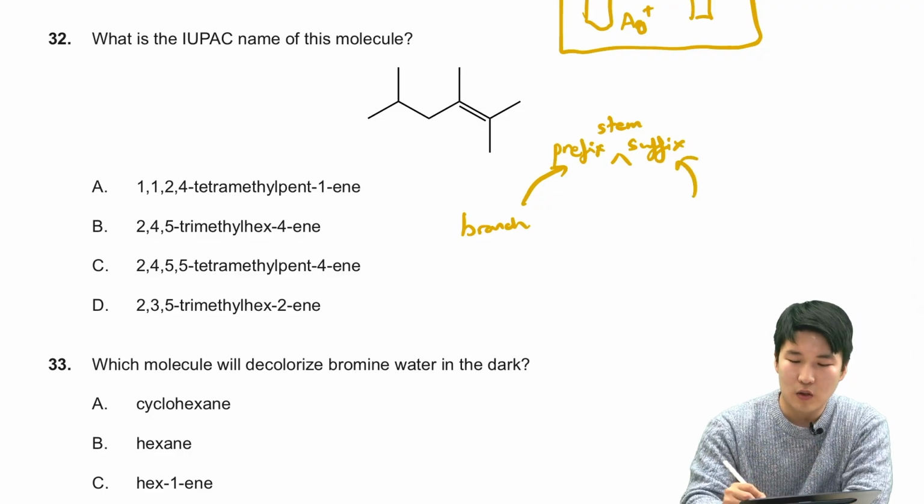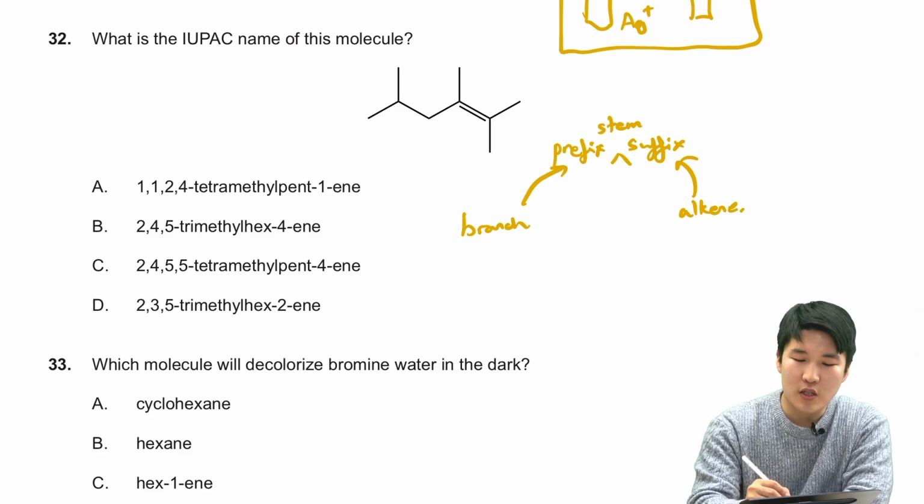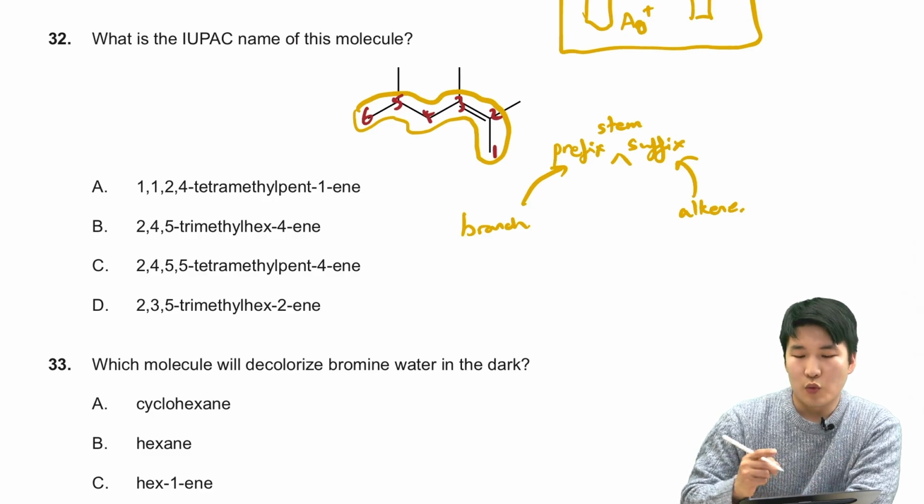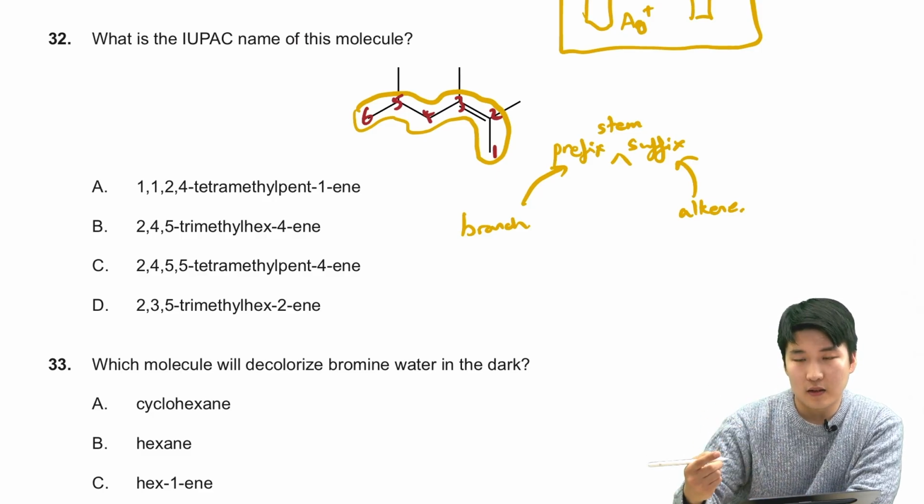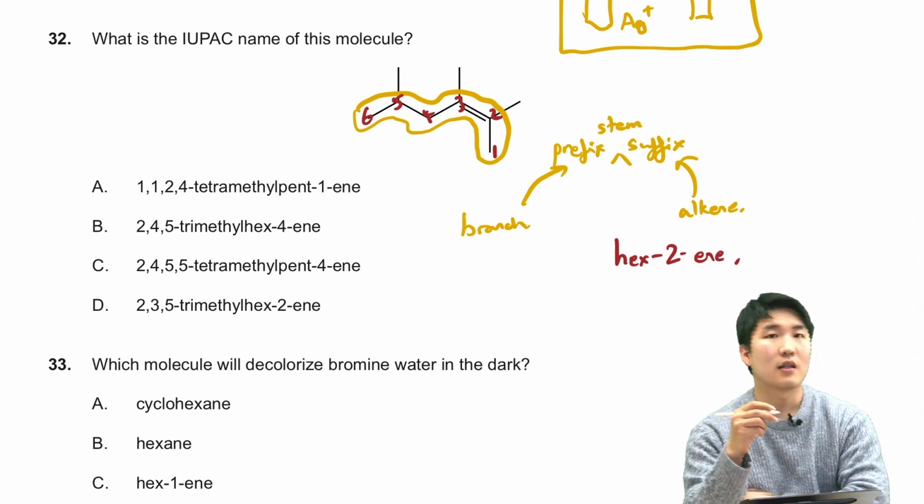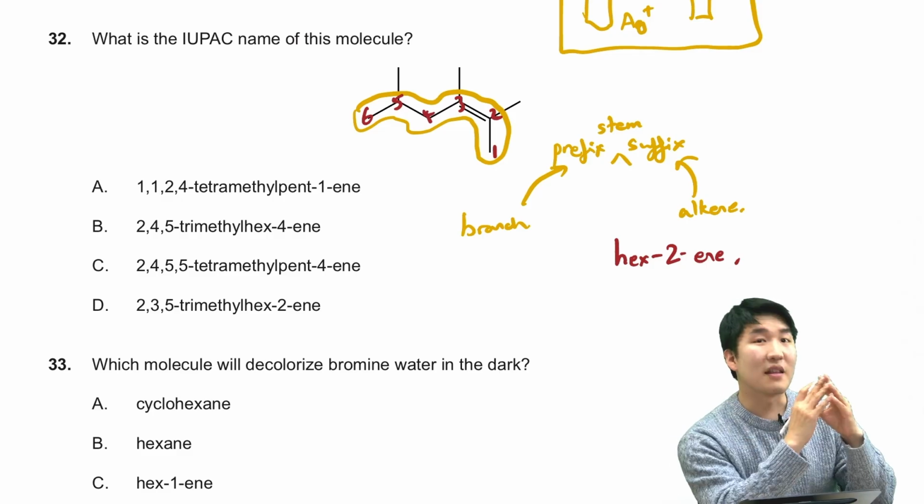But for now, let us assign the stem by working out the longest carbon chain, which seems to be a 6-carbon chain, starting with carbon 1, 2, 3, 4, 5, and 6, which means we're dealing with a hexene, but more specifically, hex-2-ene, because the double bond is between the second carbon and the third carbon.